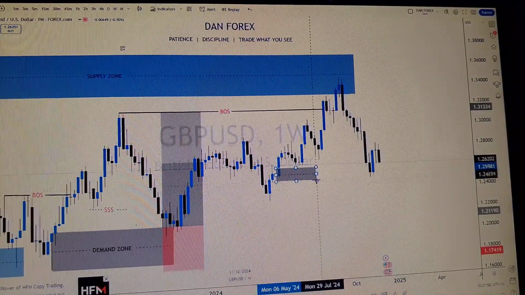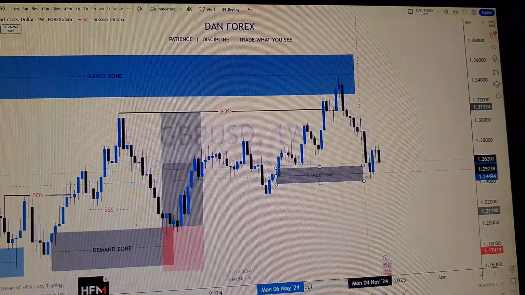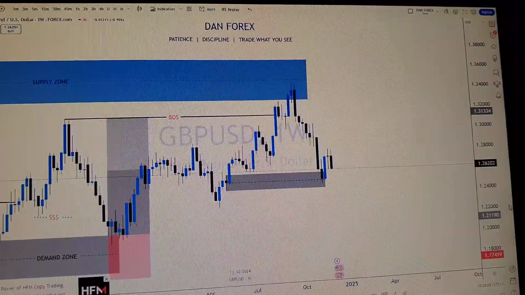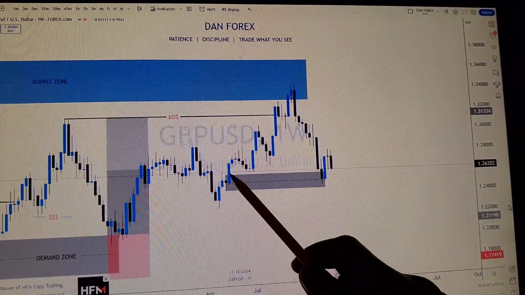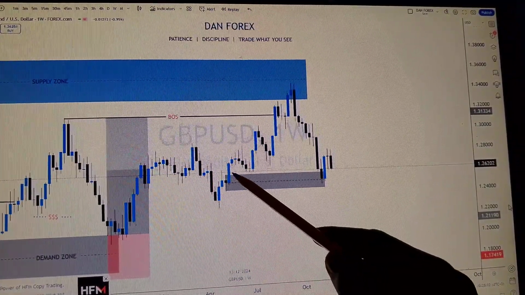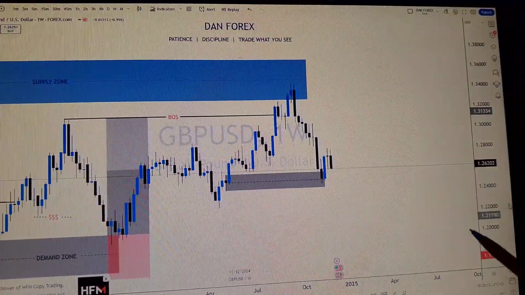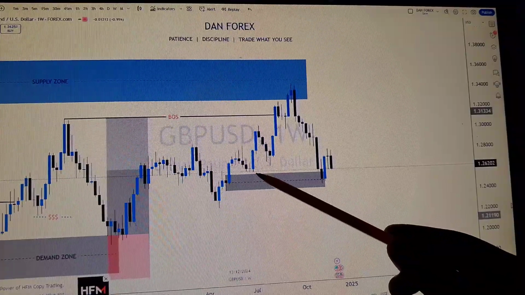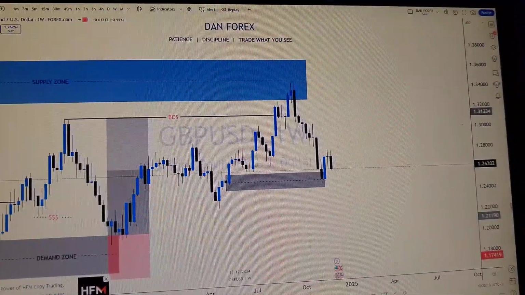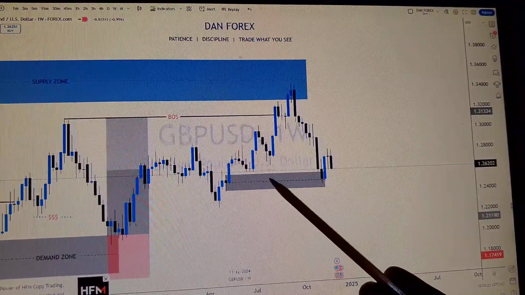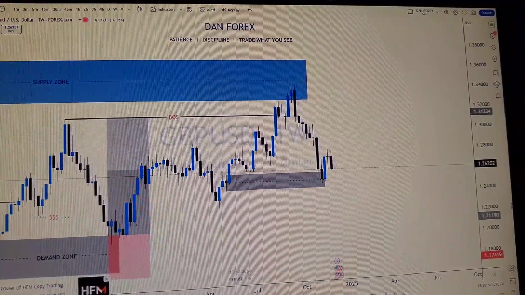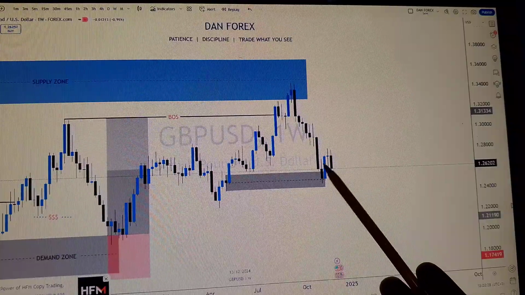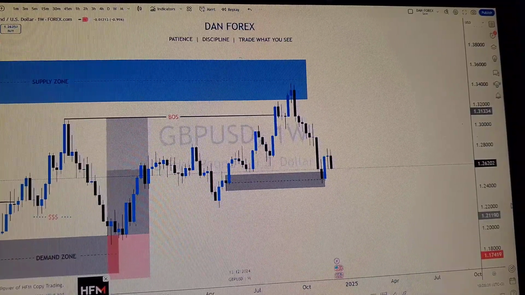We have this demand zone over here, an unmitigated zone. So on this unmitigated zone, we have what? We have an area of FVG, of an imbalance, and we have some sort of liquidity over here. So this qualifies this area to be a valid demand zone, right? And as you can see, our market is reacting from that demand zone, right?